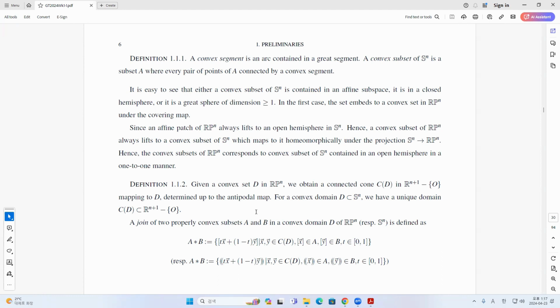And of course, given a convex set in RPn, we can obtain a connected cone mapping to it, determined up to antipodal point. So for a convex domain in Sn, we can obtain, of course, a unique cone. Okay, so for RPn, you need to make some choices of which cone you want to use. So there are actually two cones.